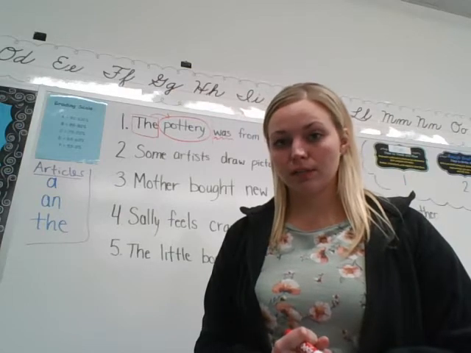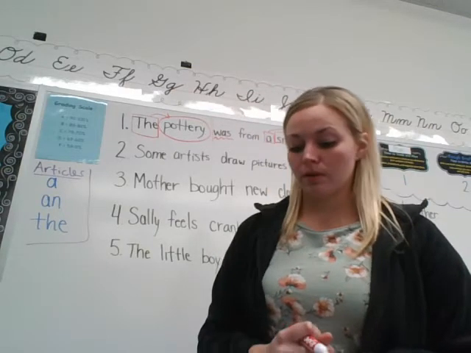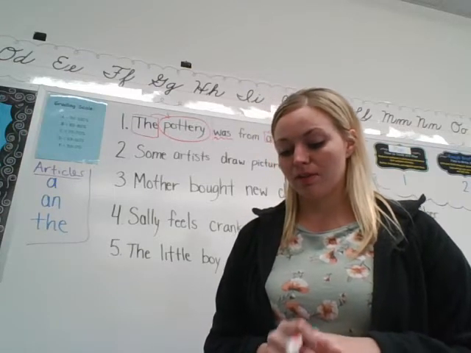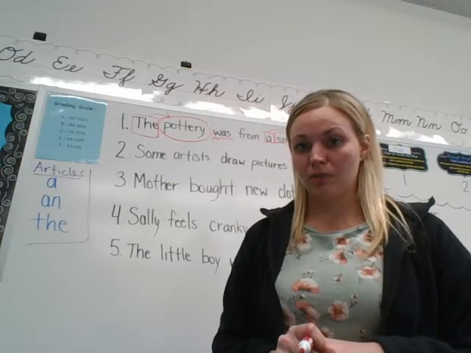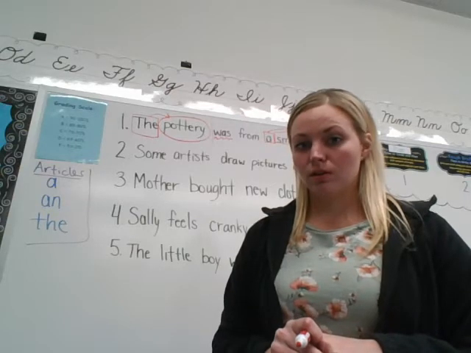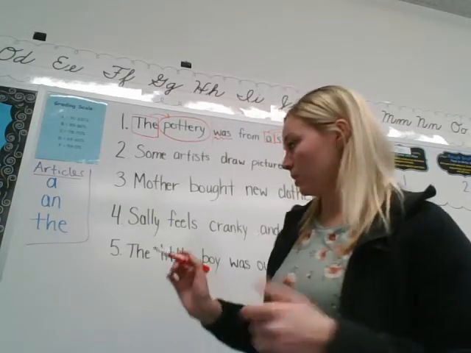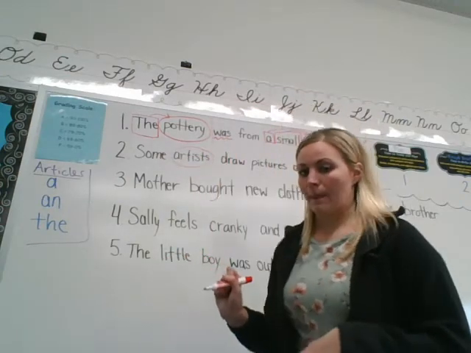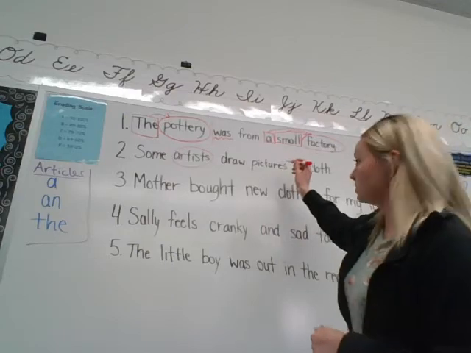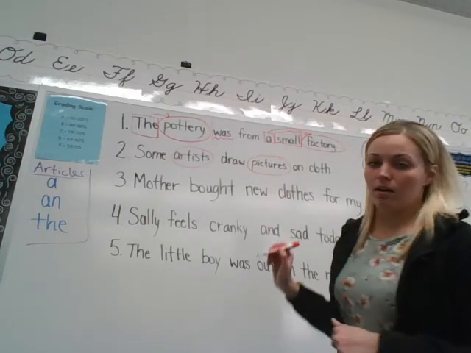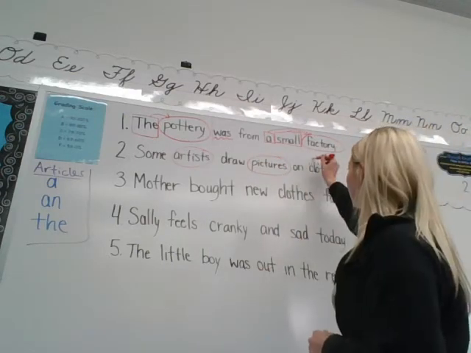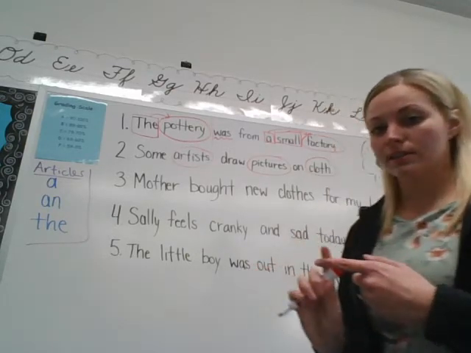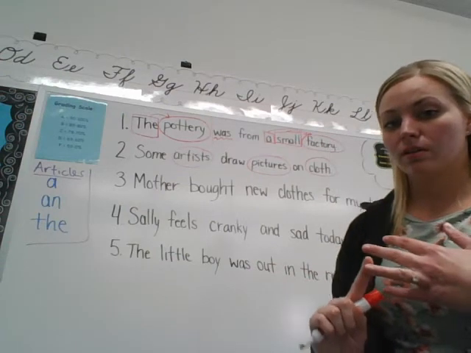Okay, so the nouns in number 2. I'm going to read number 2. Some artists draw pictures on cloth. So our nouns are person, place, or thing. Artist is one of them, a person, and then they draw pictures, a thing, on cloth, also a thing. So our 3 nouns are artists, pictures, and cloth.